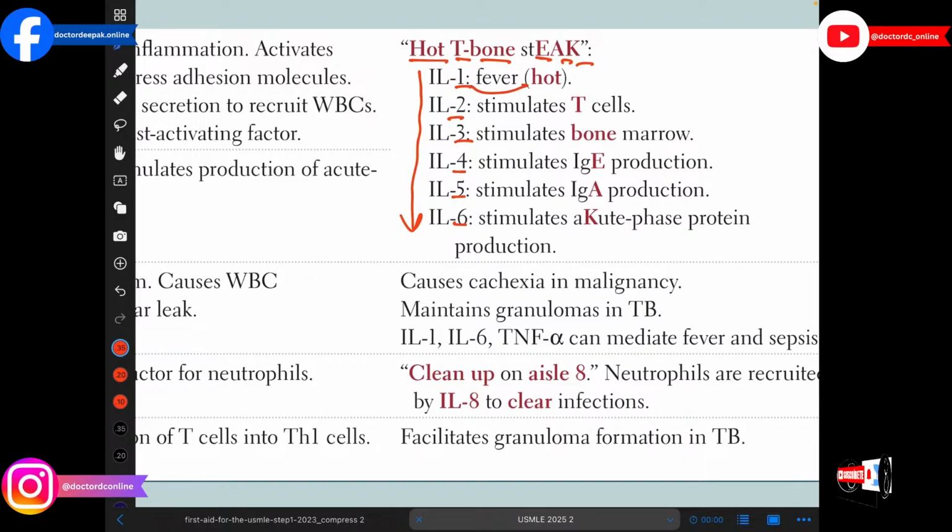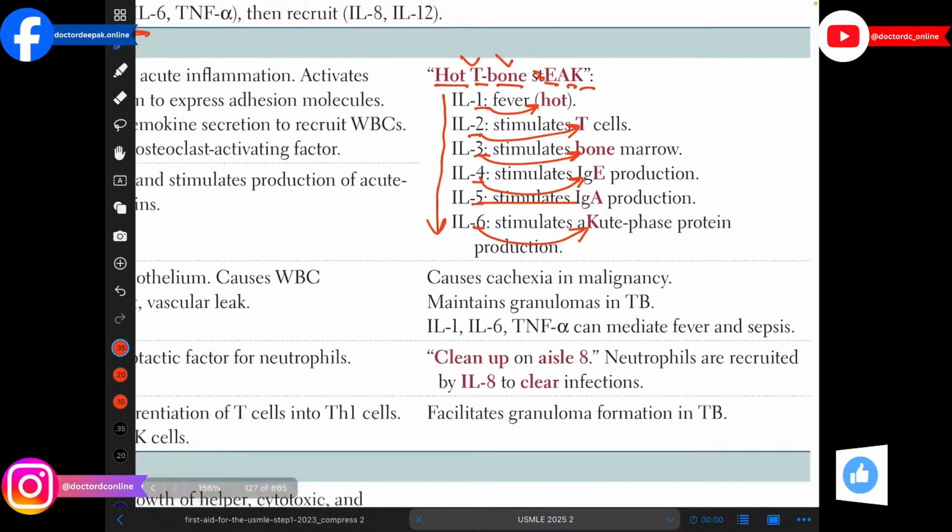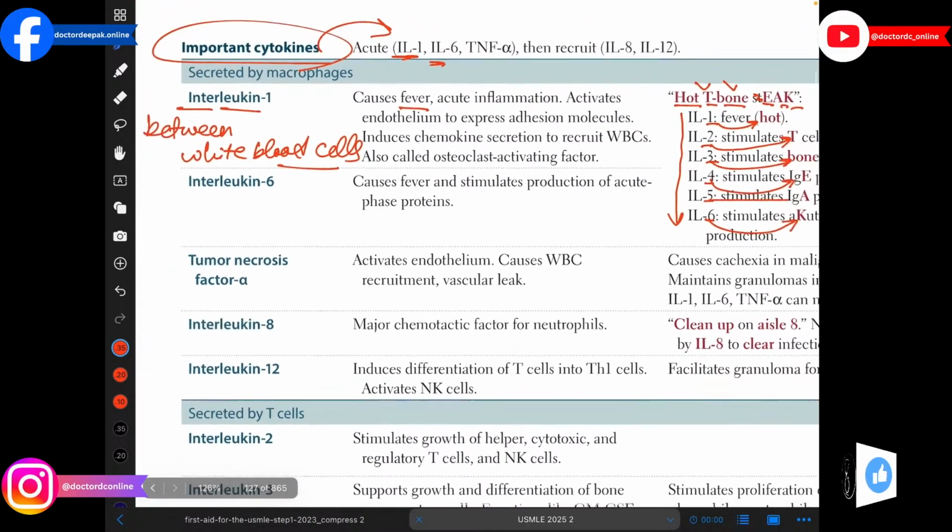The 1 is hot, fever. The 2 is T, meaning it stimulates the T cells. The 3 is going to stimulate bone marrow: hot, T, bone, and streak. The 4 stands for IgE production, 5 for IgA production, and 6 is stimulation of acute phase protein production. That is one important mnemonic you have to memorize.